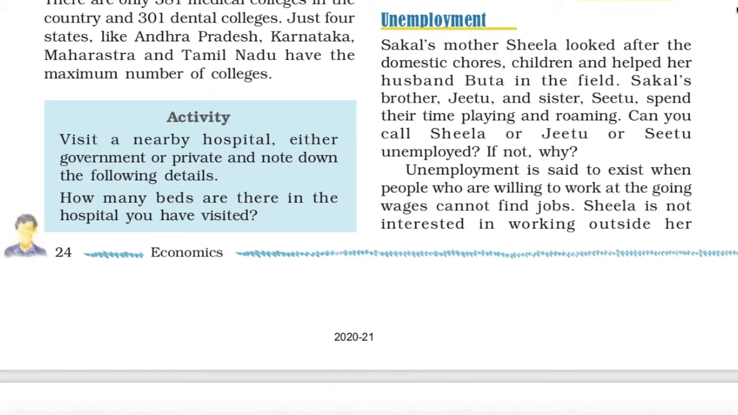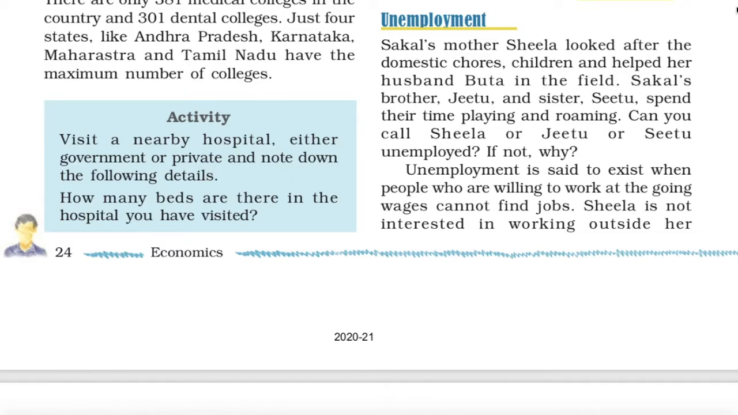Unemployment. Sakal's mother Sheila looked after the domestic chores, children and helped her husband Bhuta in the field. Sakal's brother Jitu and sister Situ spent their time playing and roaming. Can you call Sheila or Jitu or Situ unemployed? If not, why? Unemployment is said to exist when people who are willing to work at the going wages cannot find jobs.